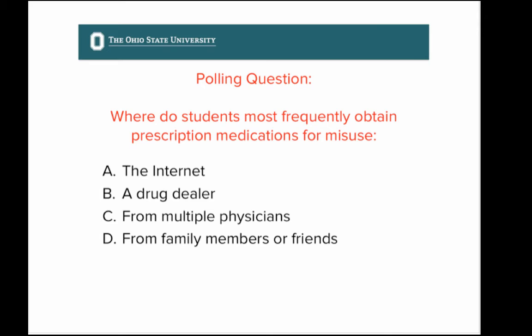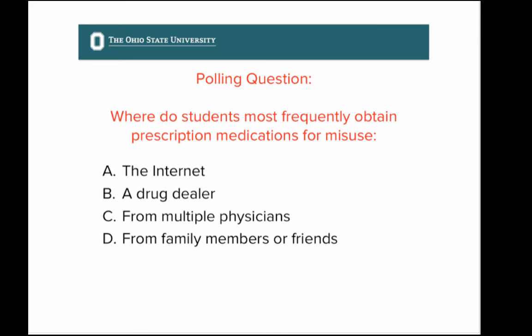Well, Dr. Wallace, I think we all know that students or anyone can get these substances from a variety of sources, probably all of the above in some percentage, but it looks like the majority of our audience again chooses D, from family members or friends. What do you think? Our audience is really smart.